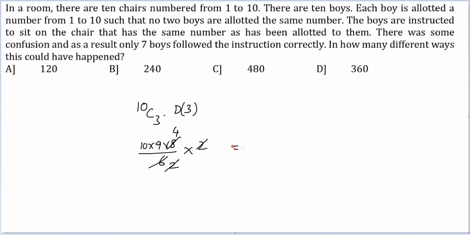So this cancels and this cancels. This will give me 3. This cancels and this cancels. This will give me 3. 8 into 3 into 10. This should be equal to 240, not 360. Answer.